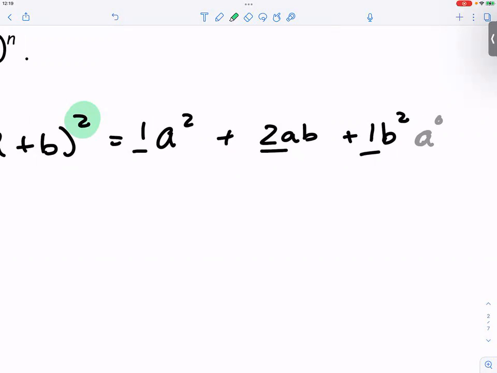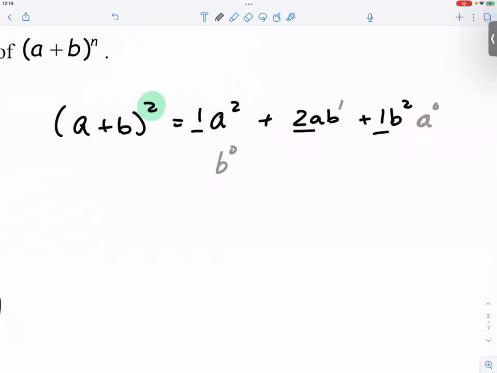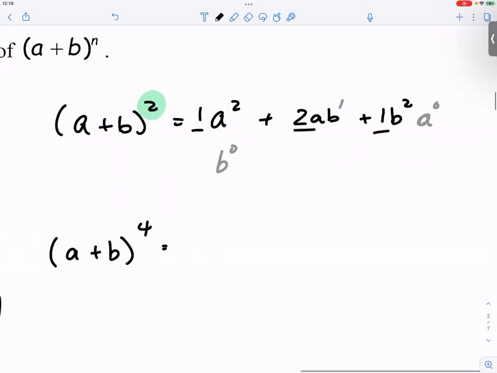What about b? It goes from power of 0, like b to the 0 power, and then b to the first power, and then b squared, second power. So now it's a little bit like some mechanical work, very mechanistic here. Now that we are a little bit familiar with the pattern, we say, all right, now how about this? How about (a plus b) to the 4th power? What would it be?